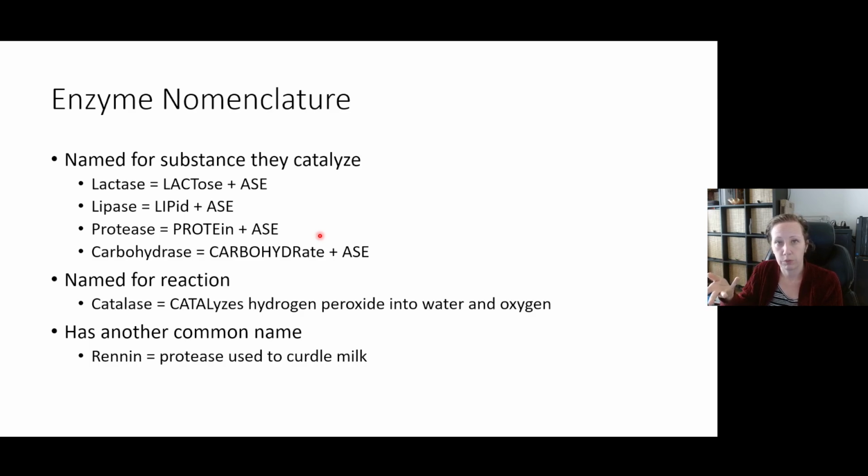Renin, the properties of renin have been known for a very long time, okay, for centuries. And so it was named well before we had a specific way that we named enzymes. And in fact, probably didn't know renin was an enzyme, or what an enzyme was when it first got its name. But renin is a protease used to curdle milk.